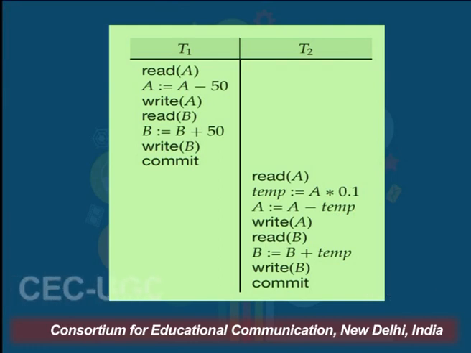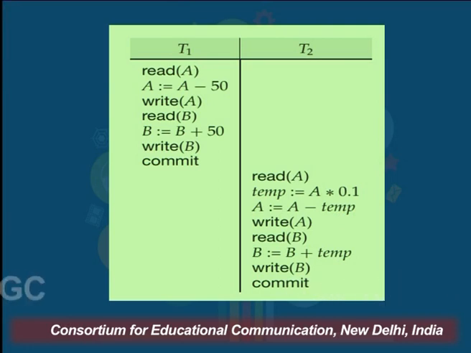T2 is going to begin after T1 finishes, and then the updated amount of A is read. Updated as in whatever was updated by transaction T1 has been read, and 10% of that amount is subtracted from the balance of A, which is written back. Then that 10% is added into the amount of B, and B is also written, and then finally this is committed. The second transaction also is in a commit state.